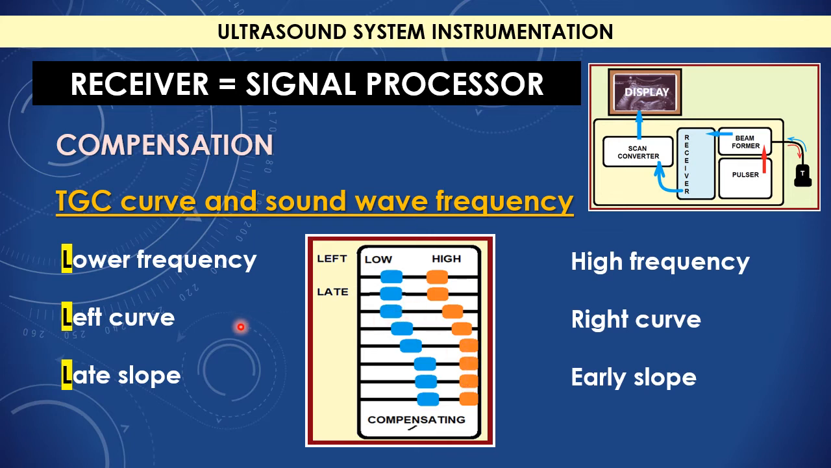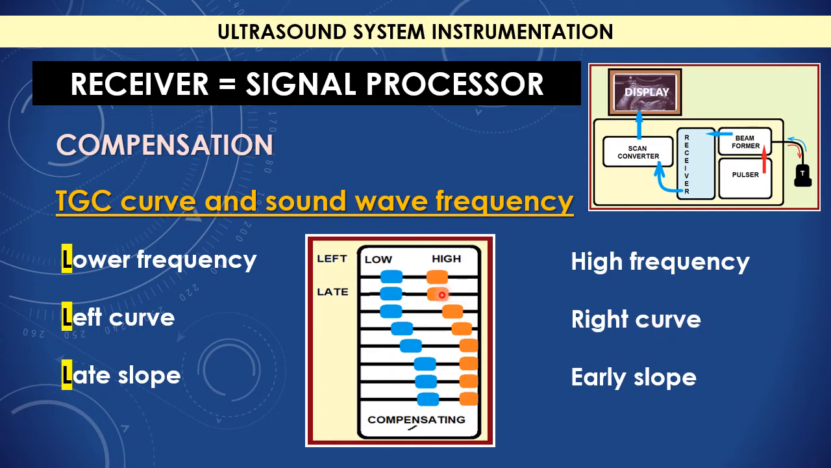What if I'm using lower frequencies? If I'm using lower frequencies, I will notice that the curve is more to the left. Why? Because lower frequencies have less attenuation. That's why the curve goes a little bit to the left. So this is the curve how it looks like if you're using high frequencies. And this is the curve how it looks like if you're using lower frequency. Why that? Because high frequencies are more attenuated. So high frequency, more attenuation. The curve will go more to the right.